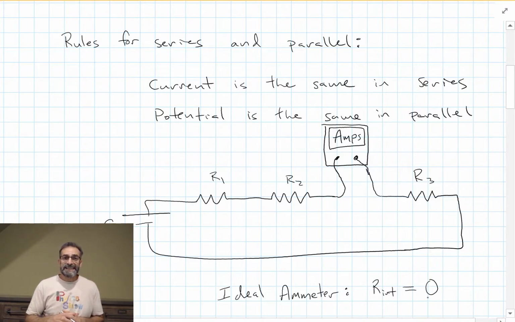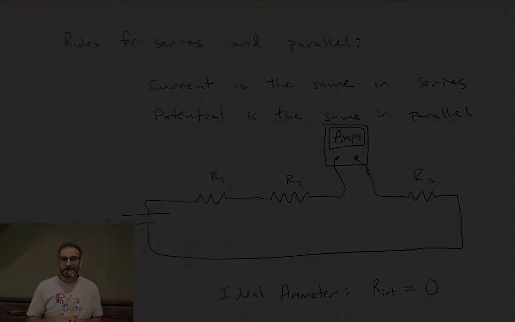So an ideal ammeter does not affect the circuit at all. It has 0 internal resistance. And in the real world, ammeters have very low internal resistance and have minimal effect on the circuit we're measuring.